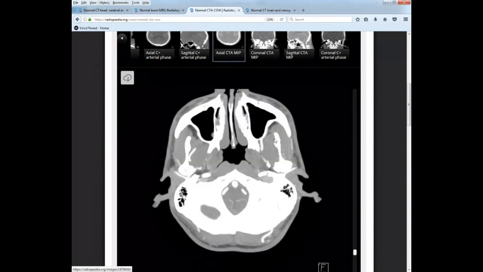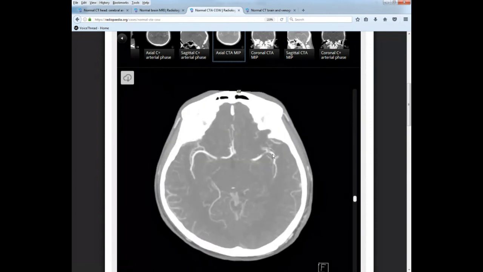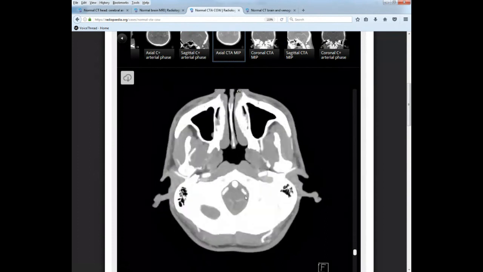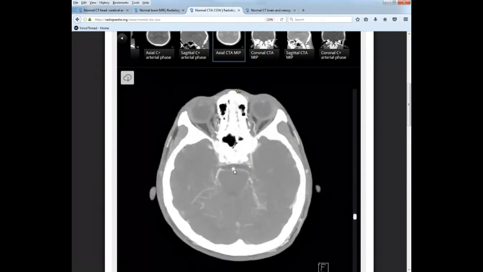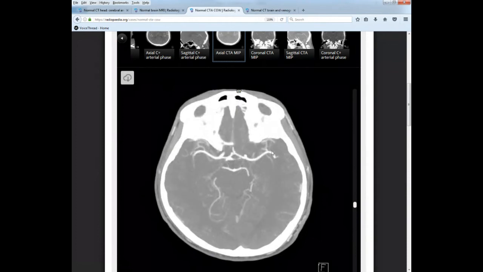If you look at the axial CTA MIP, it's going to look so much prettier. Look at how much prettier that looks. That's maximum intensity projection. You have your vertebrals coming in, combining with your basilar. Basilar bifurcates to right and left posterior cerebral artery, right and left posterior communicating artery, middle cerebral, right and left, coming in to combine with your right and left anterior cerebral arteries, and then this little guy here is your anterior communicating artery.